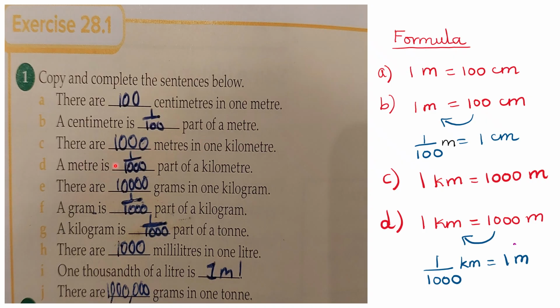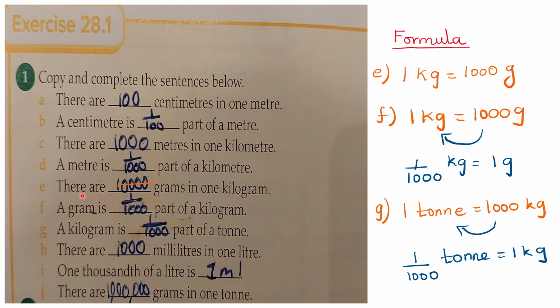There are dash meters in 1 kilometer. So 1 kilometer equals, what is the formula? That is 1000 meters. So there are 1000 meters in 1 kilometer. Now D question is, a meter is dash part of a kilometer. So 1 kilometer equals 1000 meters. From this we are finding the value of 1 meter. So what we have to do? We have to take this 1000 to the other side. So it will be division. So 1 by 1000 kilometer equals 1 meter. So a meter is 1 by 1000 part of a kilometer.